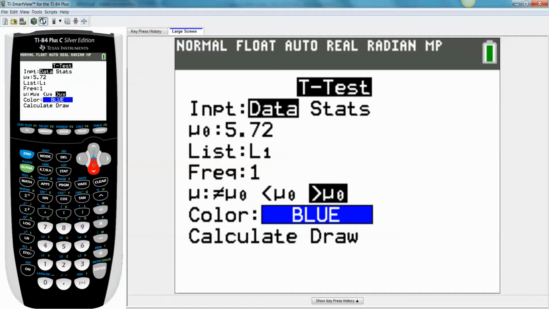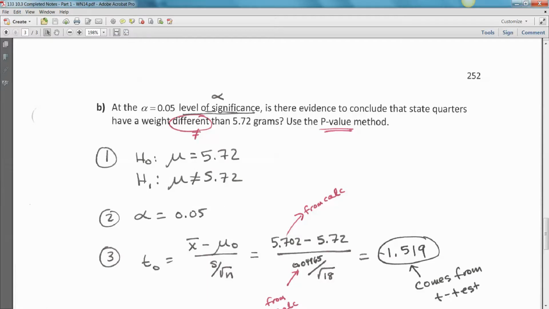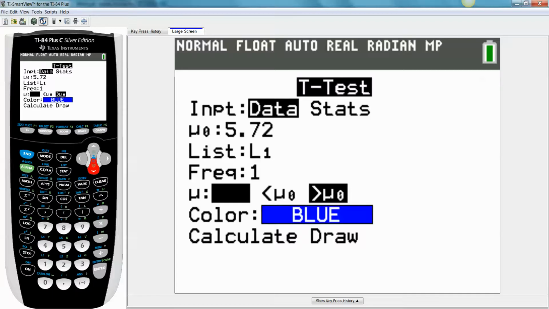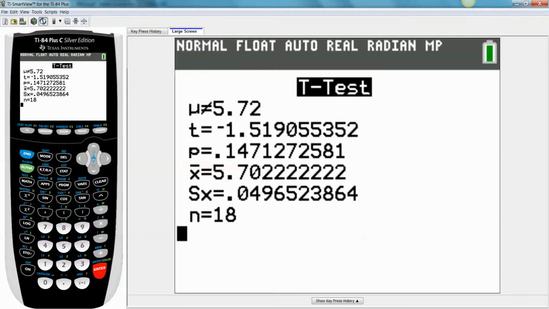And then we have to choose, do we want a not equal to, a less than, or a greater than? So what you're looking at is your alternative hypothesis. In the alternative hypothesis, you can choose one of those three. So we can see our alternative hypothesis is a not equal to because it says different. See that word different? So that means that I want to select the not equal. So I'm going to press enter on the not equal. I'm going to go down to calculate and press enter.